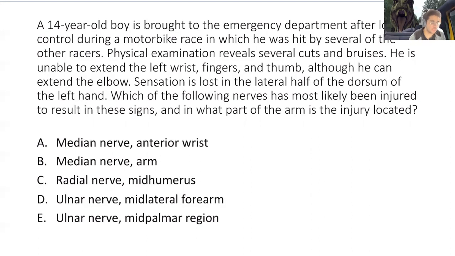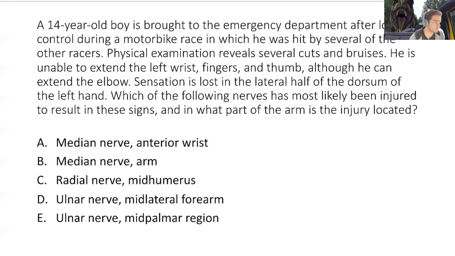Exactly. You guys are getting it. The answer is C. It's the radial nerve and it's a mid-humerus likely injury that you're looking at. So keep that in mind. The patient is unable to extend their left wrist, fingers, thumbs, because what is messed up? It's the radial nerve.